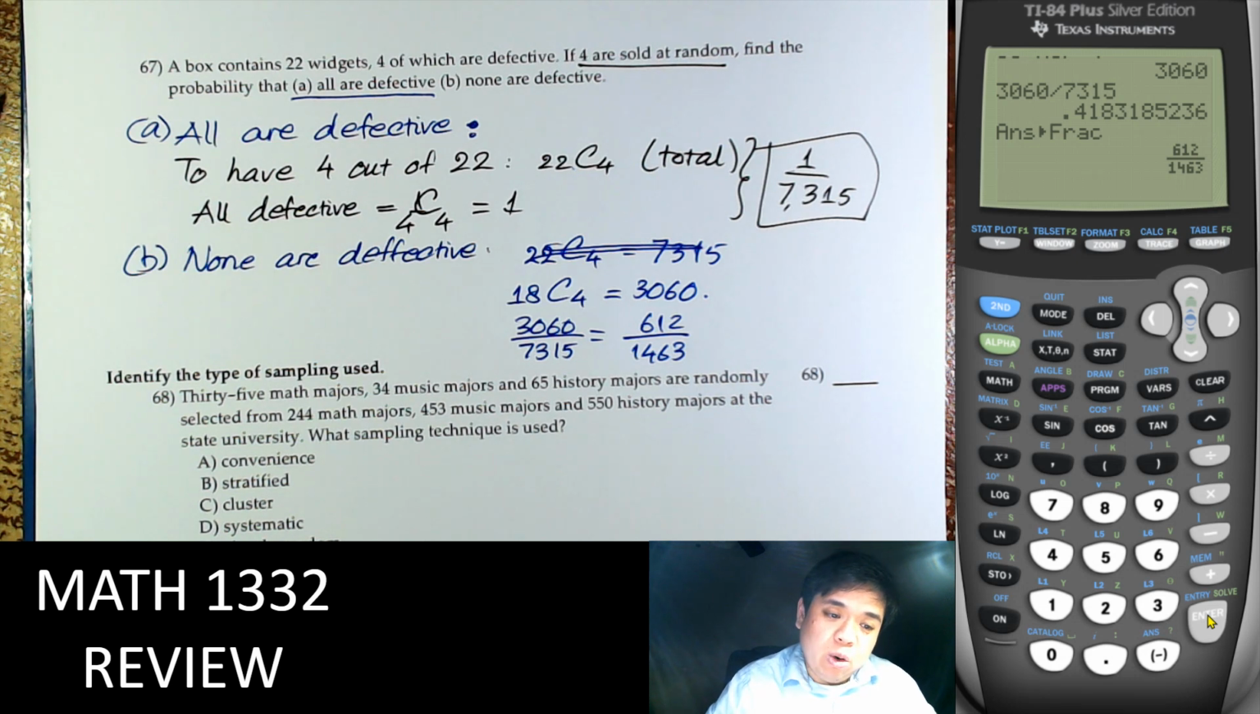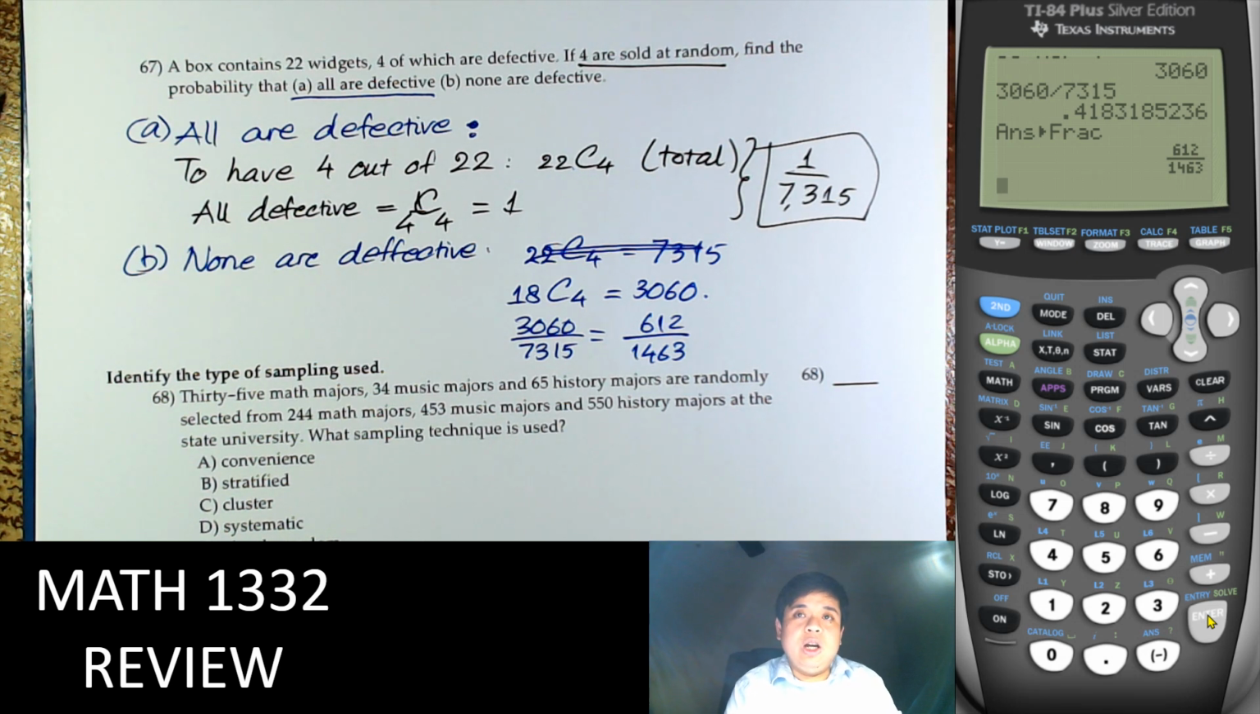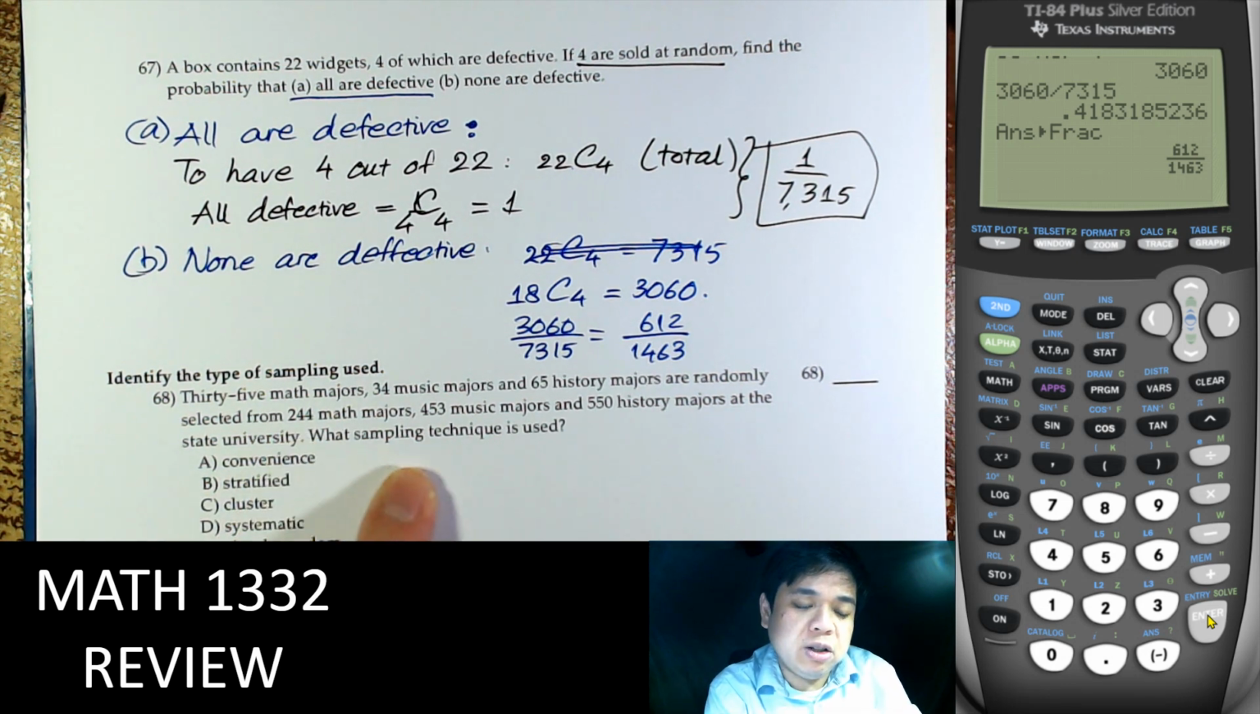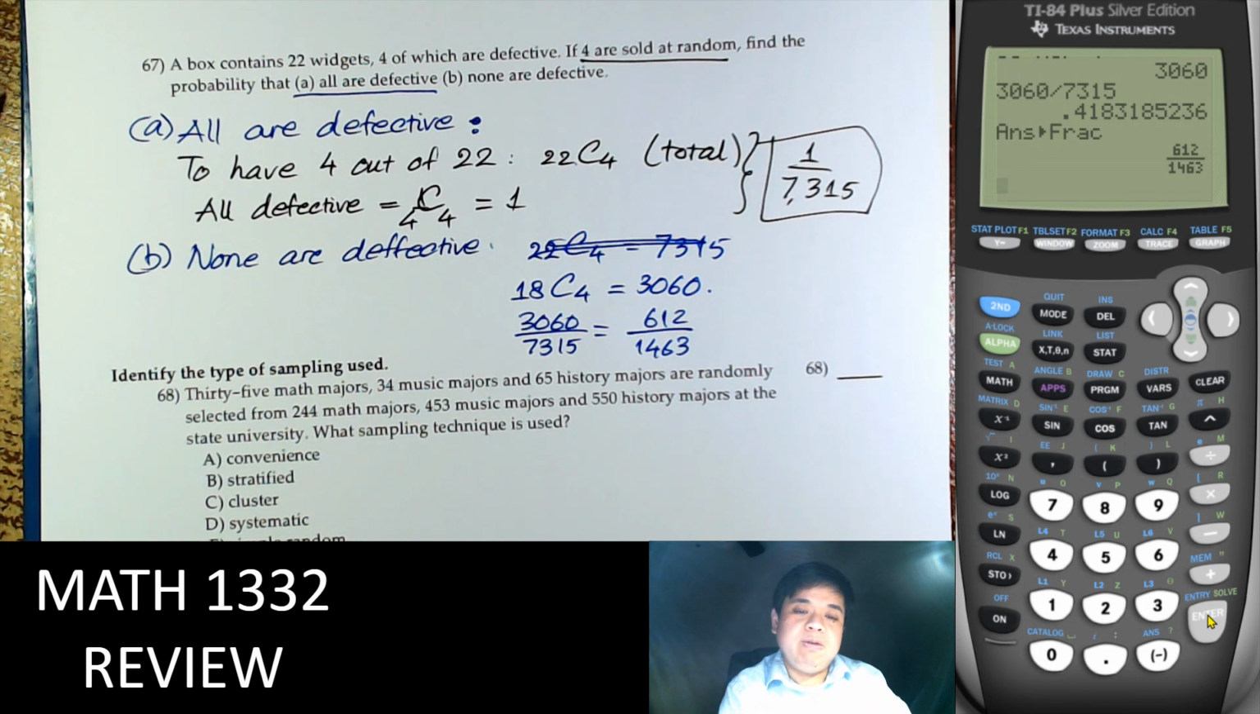Next we have 4 samples here of the type of sample. So the sample is good if it well represents the population. Right, so the first one, we have 35 math majors, 34 music, and 65 history majors, selected from 244 math majors, 453 music majors, and 550 history. What is the sampling technique? It looks like they divide into groups, and each of them has math major, music major, history. So the majors are all different, and there's no overlap here. So that's the first one. Next, how to answer the question.